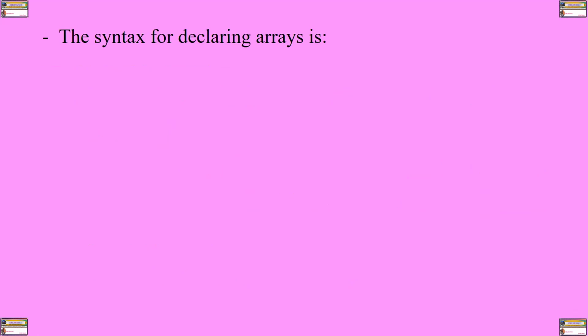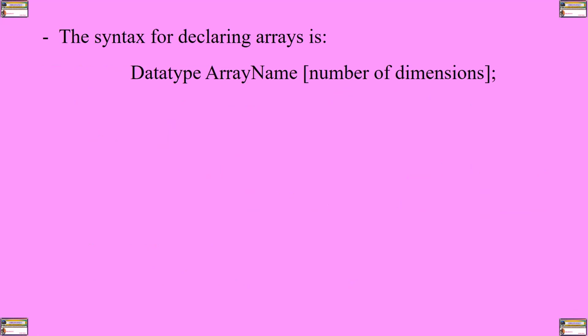The syntax for declaring arrays is as follows. In other words, this is what we're supposed to do to inform the compiler or the processor that what you are requesting is for the processor to set aside an array. You begin with the data type, followed by the array name, and then in the square brackets, you enclose what we call the number of dimensions or subscript.